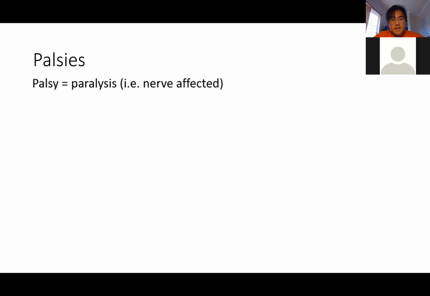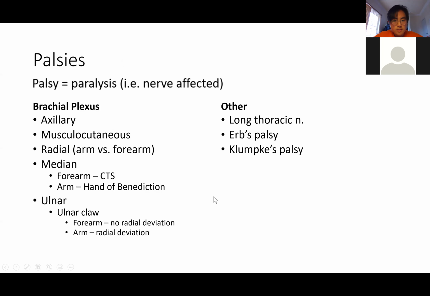Palsies. Okay, so this is a big part. So what does the word palsy actually mean? The palsy means paralysis, which pretty much means that a nerve has been affected somehow. So these are all the palsies that you need to know for the upper limb. These are the ones associated with the brachial plexus, and these are the ones that aren't associated with the brachial plexus.